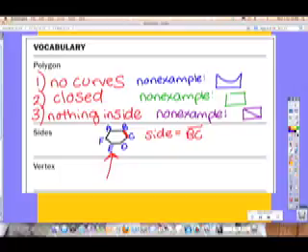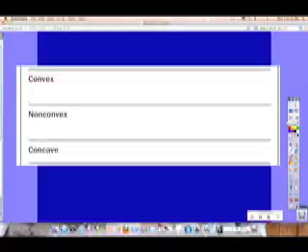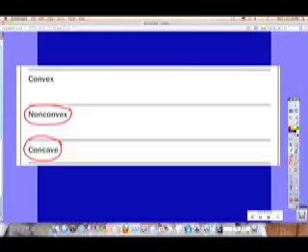Convex, non-convex, concave. Okay, we went over this on the warm-up. Guys, these 2, non-convex and concave, what do you think about those 2 words? They're the same thing. Okay, 2 ways to say the same thing. Okay, convex. Let's draw, what can I make you practice? Do you know how to draw a pentagon? Do you know how many sides a pentagon has?